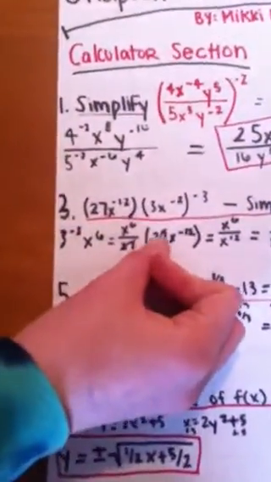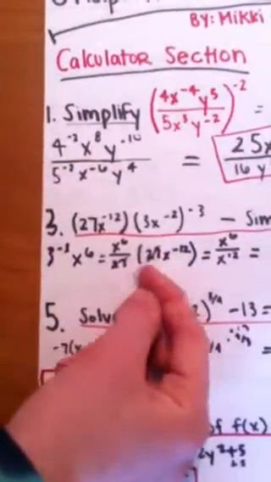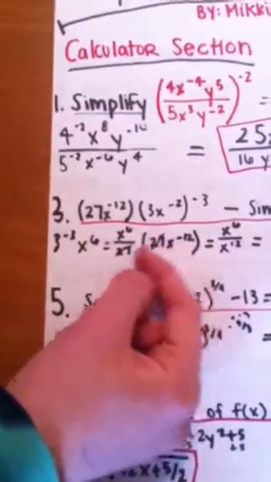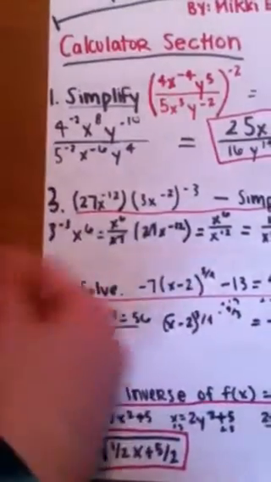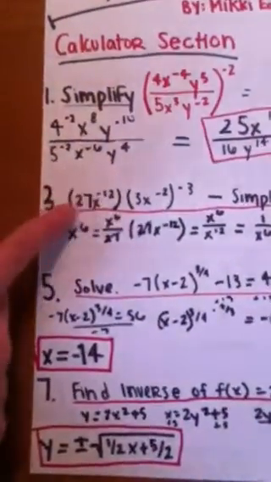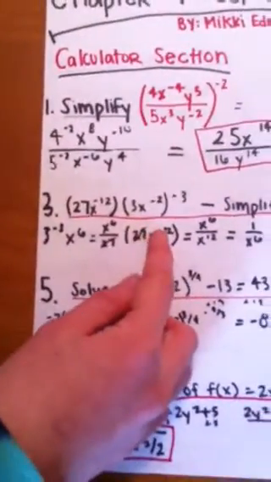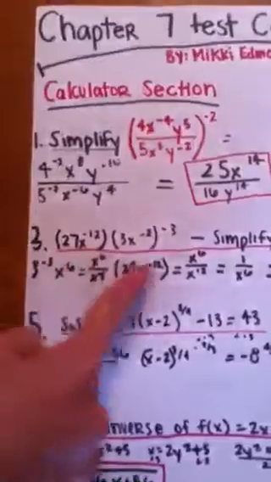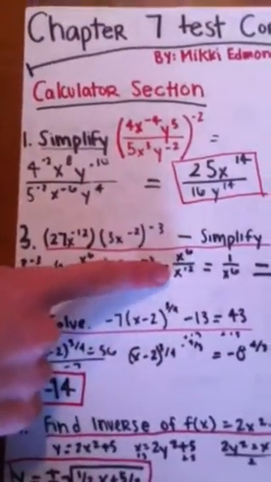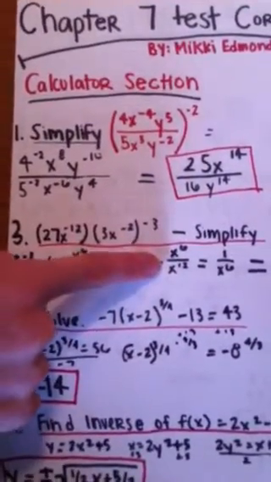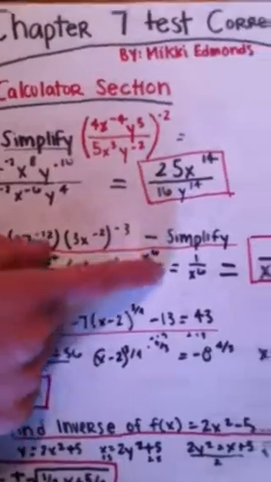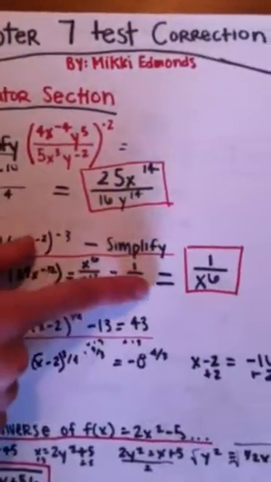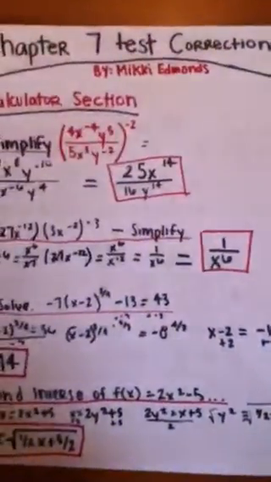And so the 27's cancel out because 27 is on the bottom and 1 is on the top, because if you picture this over 1. And then you have to move x to the -12th to the bottom to get it to be positive. So you have x to the 6th over x to the 12th, and that is equal to 1 over x to the 6th. So that is your answer.